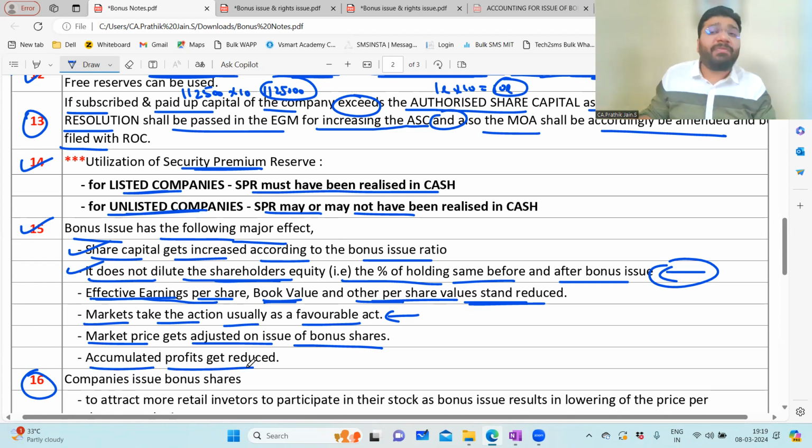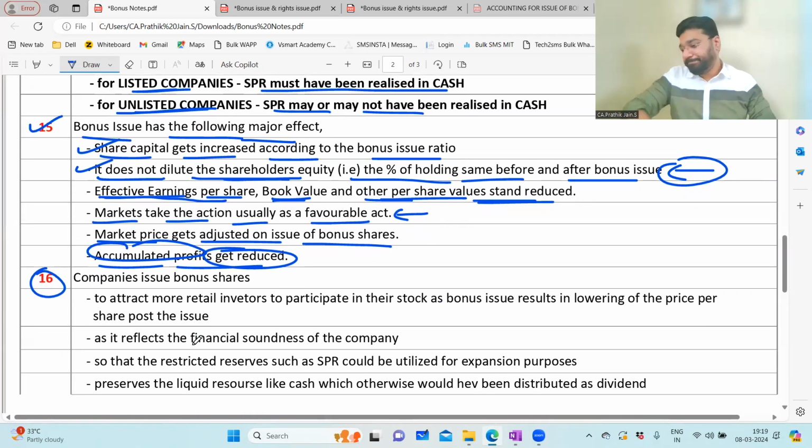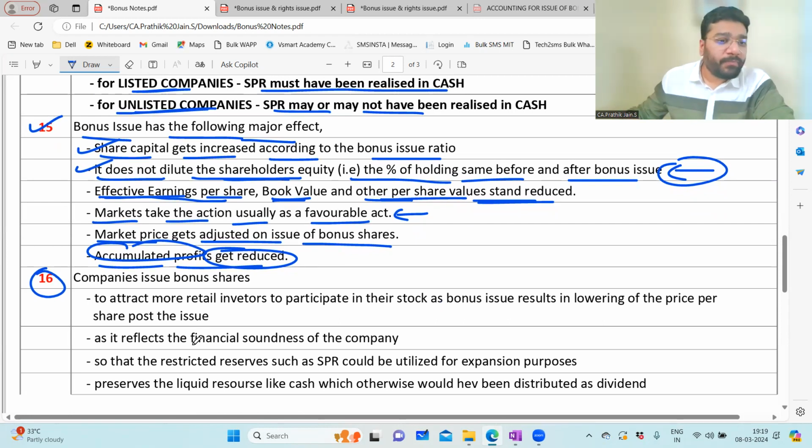Finally, the accumulated profits get reduced because a bonus issue is capitalization of profit. So profit is transferred from the reserve account to the capital account. So ultimately your accumulated profit, that is the general reserve account, and the P&L balance or surplus will get reduced. Does it make sense or not, online people? Hello? Tell me. Yes, sir. Yes, sir.